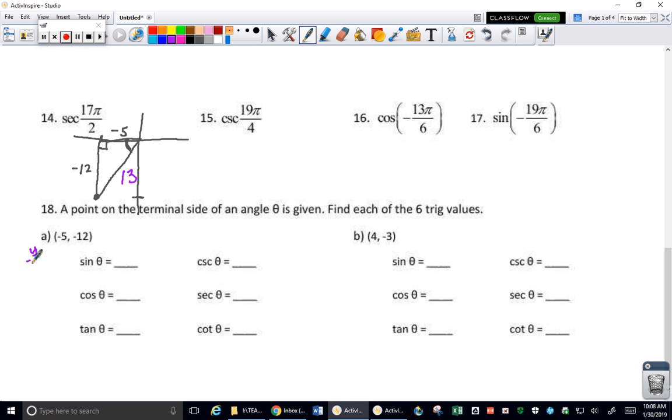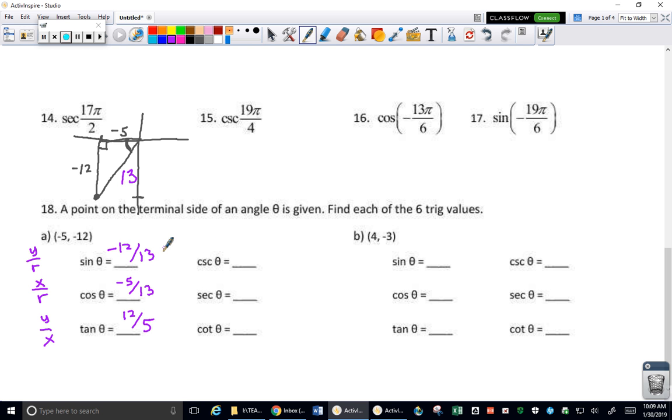So sine is y over r, -12/13. Cosine is x over r, -5/13. And tangent is y over x. Negative over a negative is +12/5.